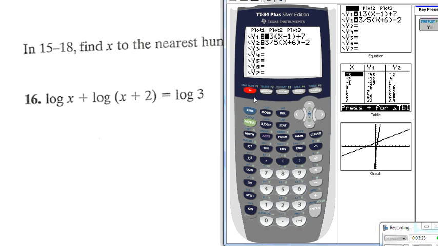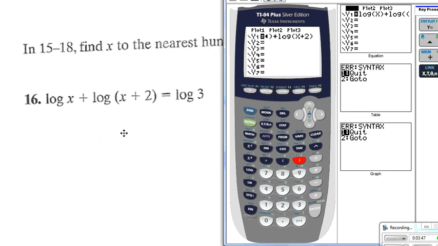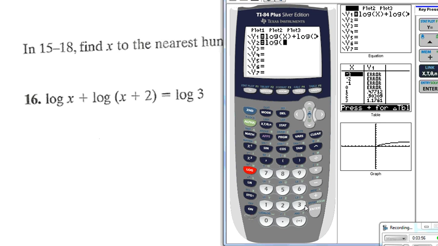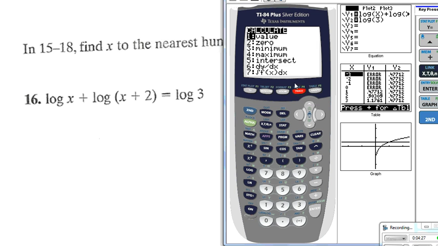So here, y equals, I'm going to just clear everything that I had before, log of x plus log of x plus 2. Now, we can put the left side as y sub 1, and then the right side, log of 3, as y sub 2, and all we have to do is simply graph it. It seems like they're intersecting around here, so why don't we zoom in a little bit to see better. Alright, this seems to be the intersection, so second, calc, intersect, which is number 5.